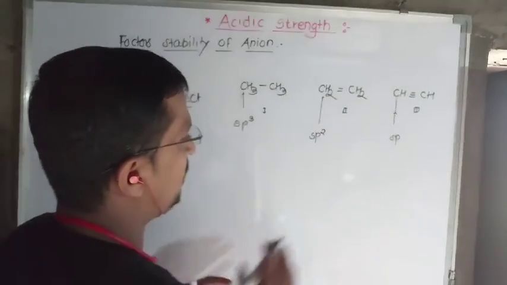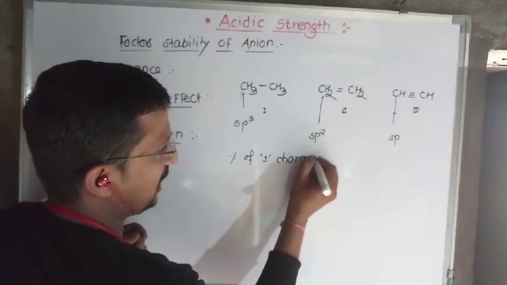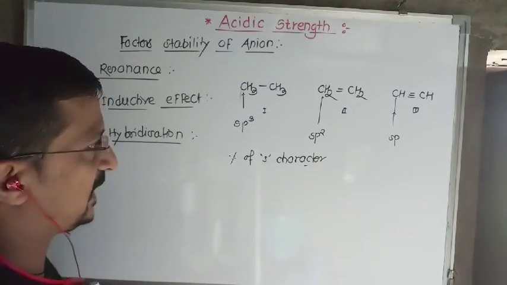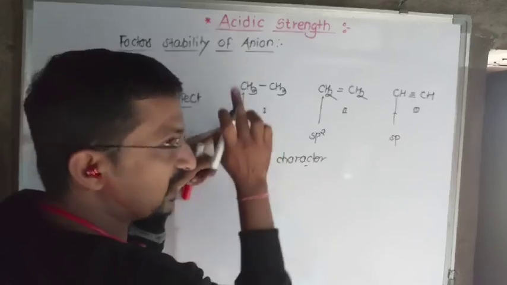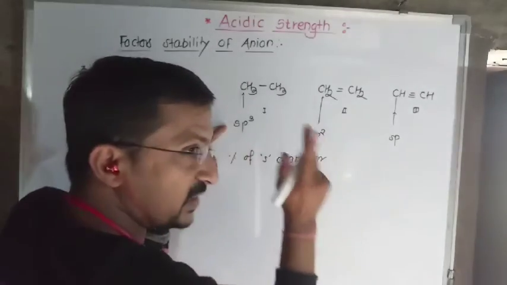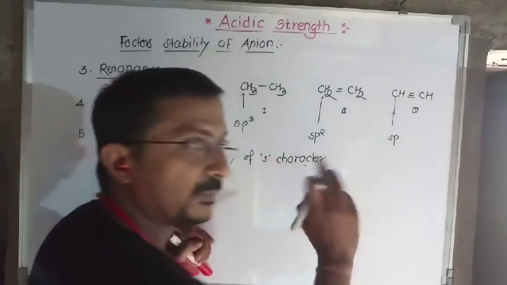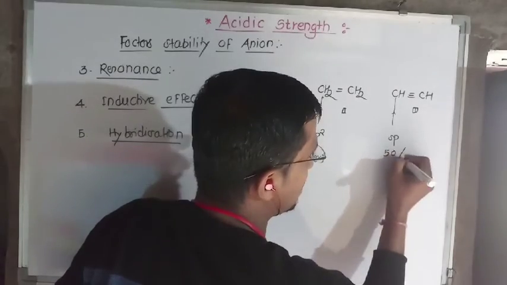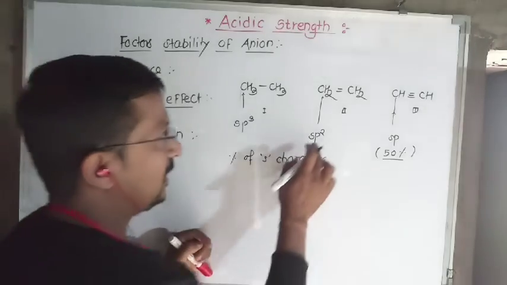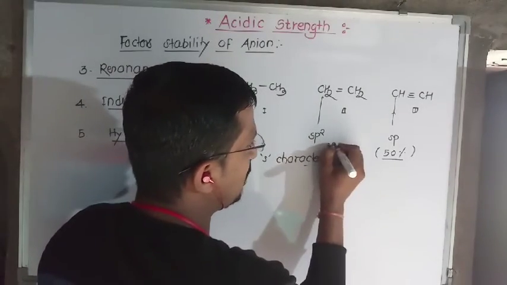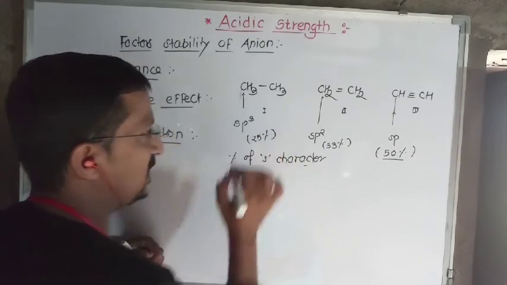Now here, if you consider the hybridization, the percentage of s character: here the s orbital is less as compared with the p. There are 3 p orbitals but only one s. Here there are 2 p orbitals but one contribution from s. Here p and s orbitals are 50-50%, so we can say sp hybridization contains 50% s character. It is less in case of sp2, near about 33%, and 25% is observed in case of sp3 hybridized.